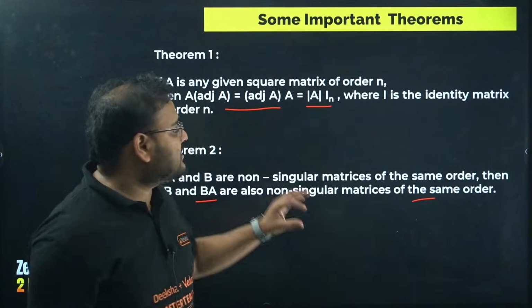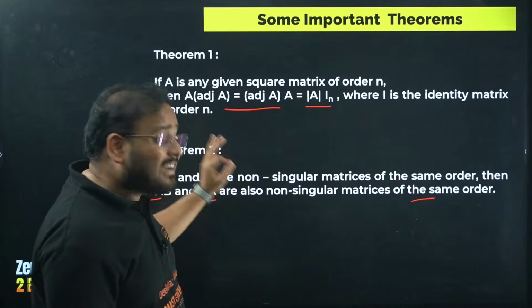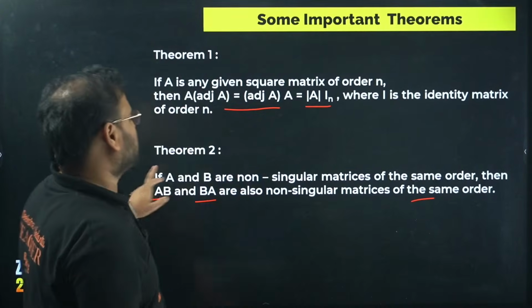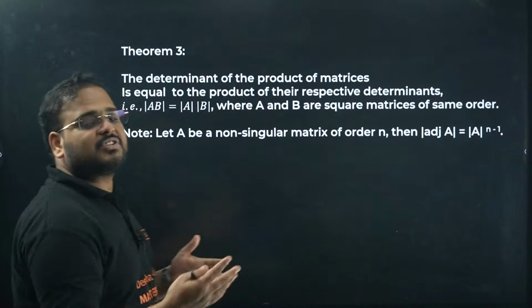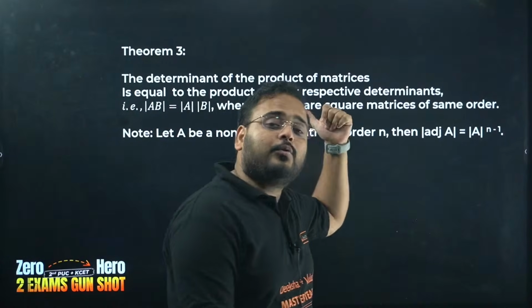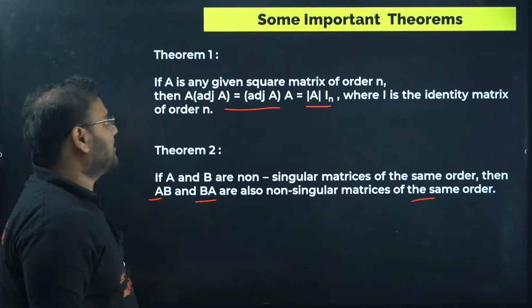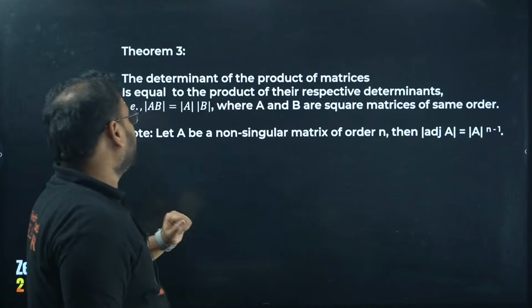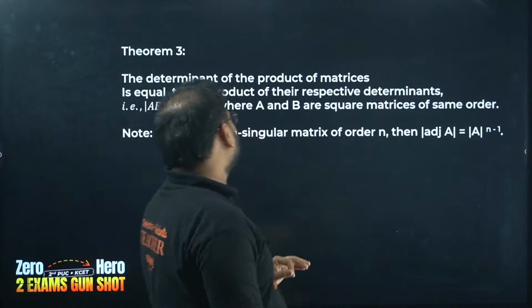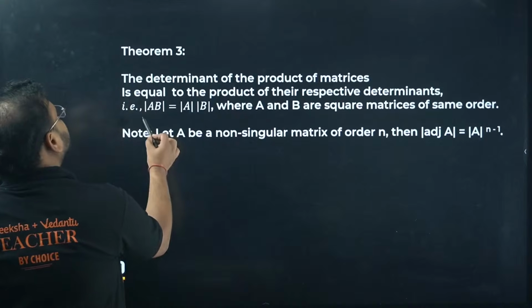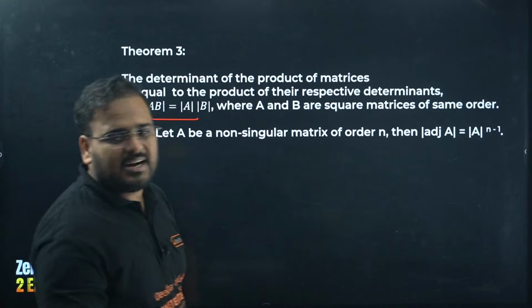If you take these statements lightly, they become difficult and you make mistakes in simple questions. When I tell you during the paper discussion that this was from what I taught you, you'll say, oh my god, I missed that, sir. So pay attention to these theorems, extremely important. Theorem number 3, the determinant of the product of matrices is equal to the product of their respective determinants. This is a very simple one, already discussed that.